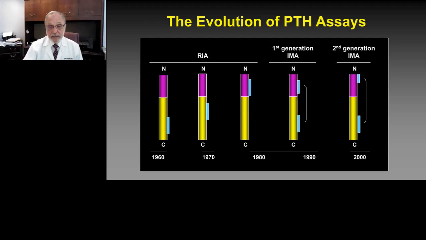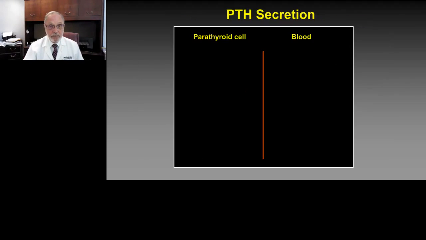And finally, a refinement in this was introduced later, which we'll also talk about, where the detection antibody was moved right to the very N-terminus of the PTH molecule, and so really should only measure PTH 1 to 84, the full-length molecule, and perhaps a way to exclude some PTH fragments that really are the root of the problems with all this PTH assay. So here's an example of what happens within the parathyroid cell.